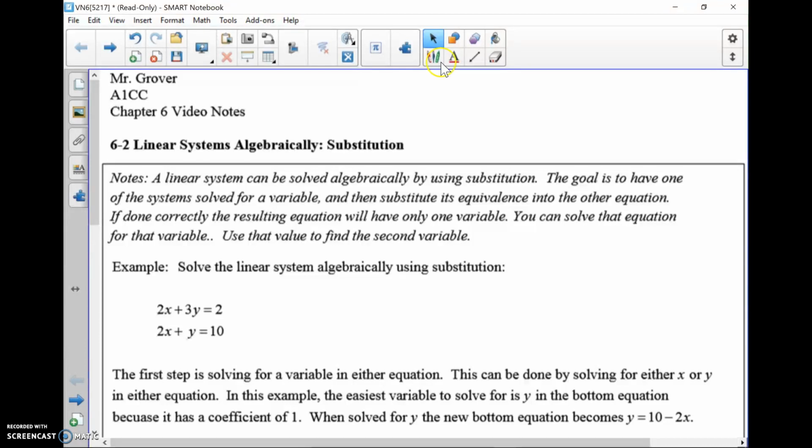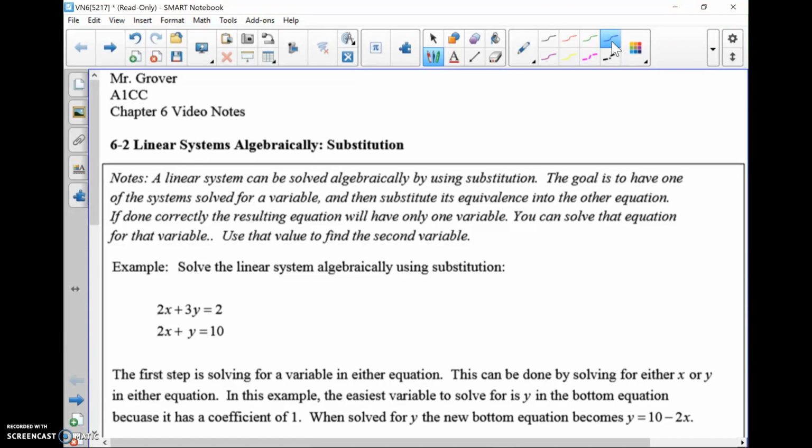So there's not a video for 6.1, but if there was, it would be Linear Systems Graphically. I didn't make a video for 6.1 because we just finished graphing lines, and all you did in 6.1 was graph two lines and tell me where they cross. So there was really no material in there that required a video. It's just graphing linear equations using the slope and y-intercept and maybe your graphing calculator to help you.